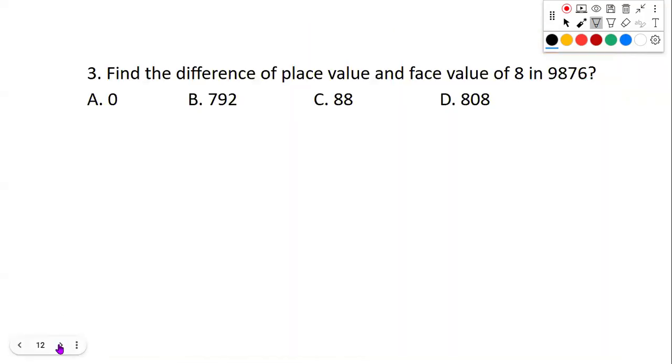Okay, so let's take 1 or 2 examples. Try this: find the difference of place value and face value of 8 in 9,876.